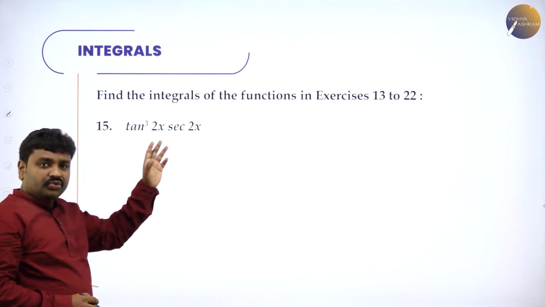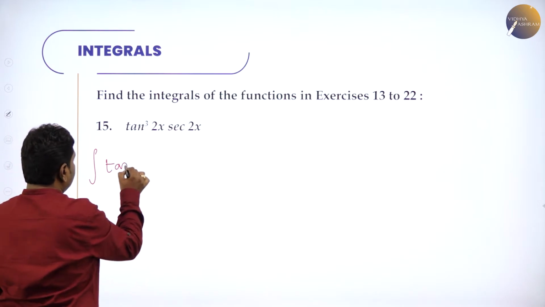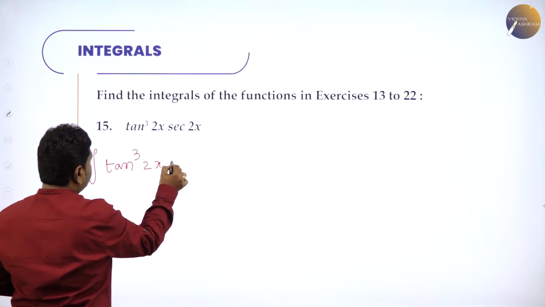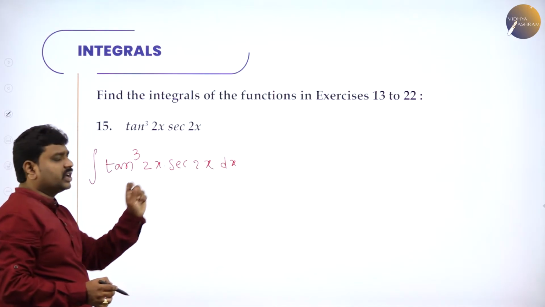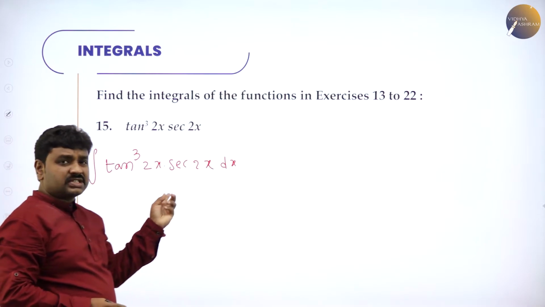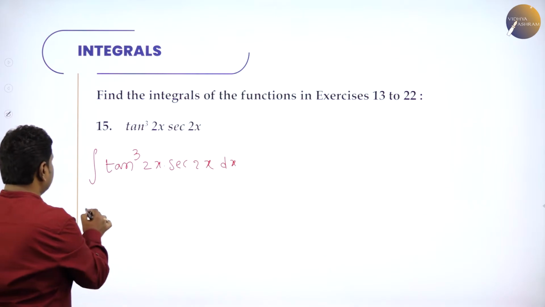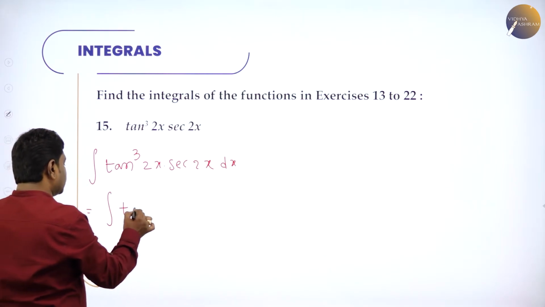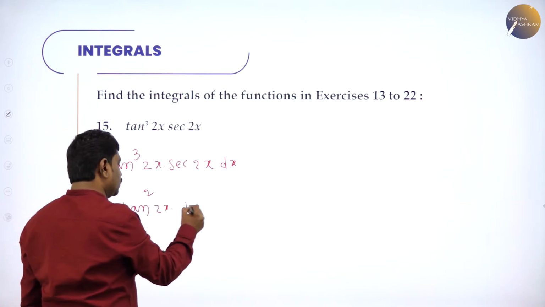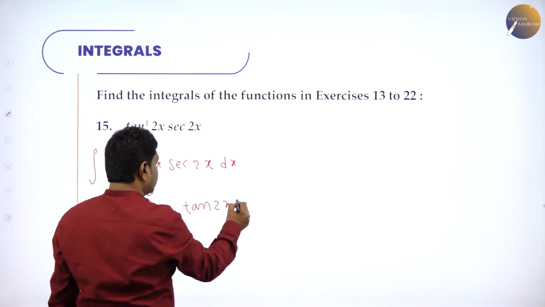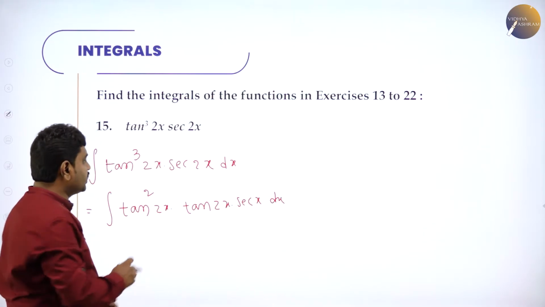Tan cube 2x into secant 2x. Good question. Integration of tan cube 2x into secant 2x dx. See, here we have secant x. Integration of tan is secant square, but integration of secant is secant into tan. So what I'll do is simple. Can I write it as integration of tan square 2x into one more tan 2x into secant 2x dx? Can we write like this?